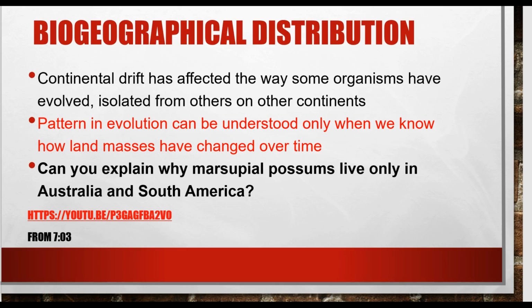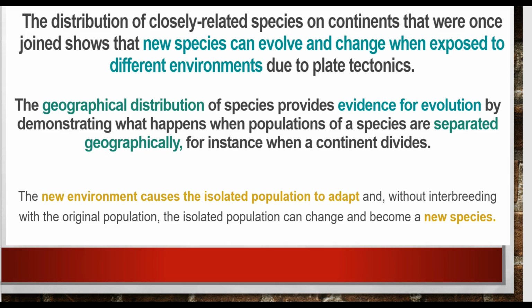marsupial possums live only in Australia and South America and nowhere else in the world. Now, thinking of plate tectonics and where those two countries are, why might that be? And if you're interested, you can go and watch the YouTube clip that we have just there. So the distribution of closely related species on continents that were once joined is showing that new species can actually evolve and change if they're exposed to different environments.